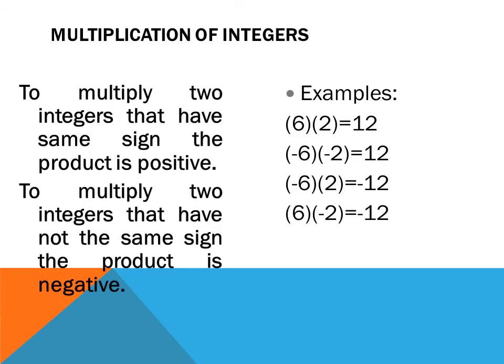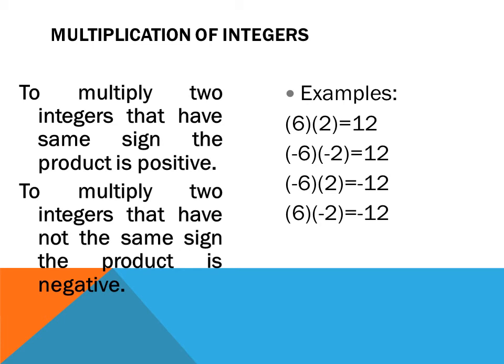Then, let's proceed with multiplication of integers. To multiply two integers that have the same sign, the product is positive. To multiply two integers that do not have the same sign, the product is negative. So, always remember, if you are going to multiply numbers that share a common sign, the answer is always positive. While if they show unlike signs, always remember that it is negative.